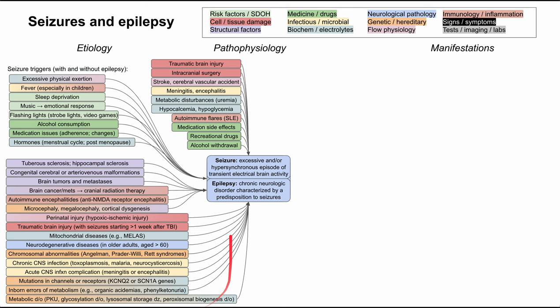This has been a flowchart on seizures and epilepsy. I hope this was helpful in differentiating between seizures and epilepsy, the many etiologies that can span really everything in our pathophysiology book, as well as the differences between generalized seizures as well as focal seizures.